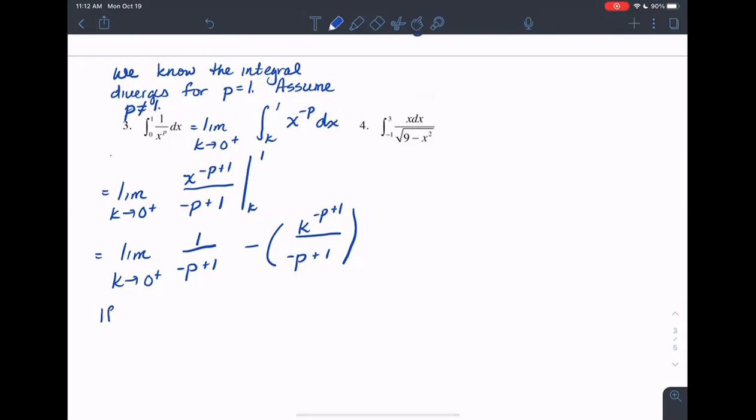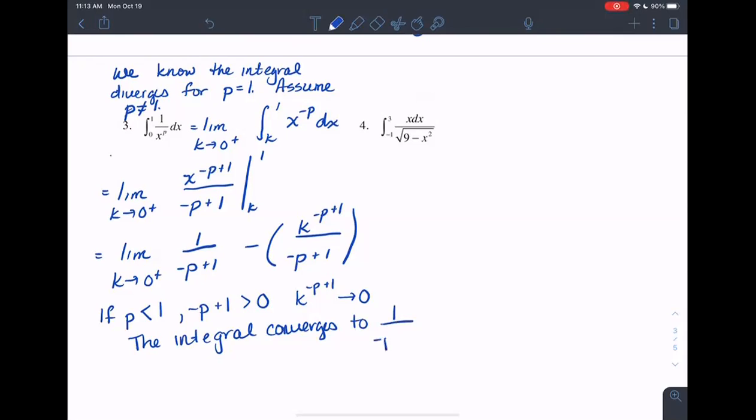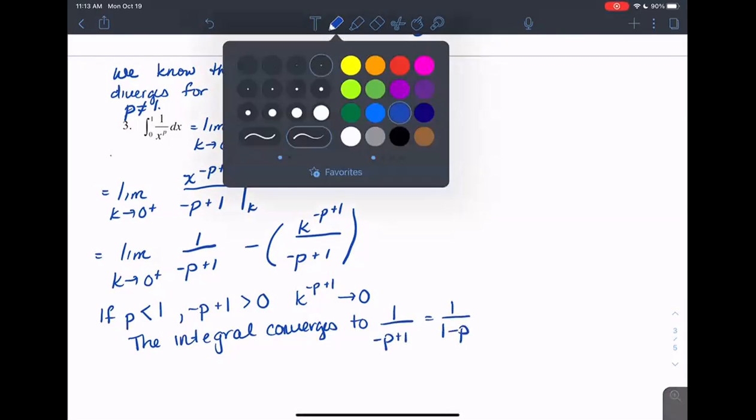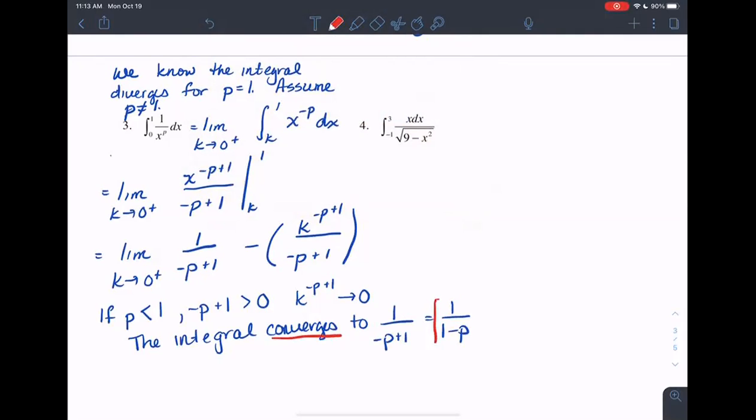If p is less than 1, then negative p plus 1 is positive, and k to the minus p plus 1 is going to head off to 0. And in this case, the integral converges, because that second term heads off to 0, to 1 over negative p plus 1, or 1 over 1 minus p. That's only if p is less than 1.